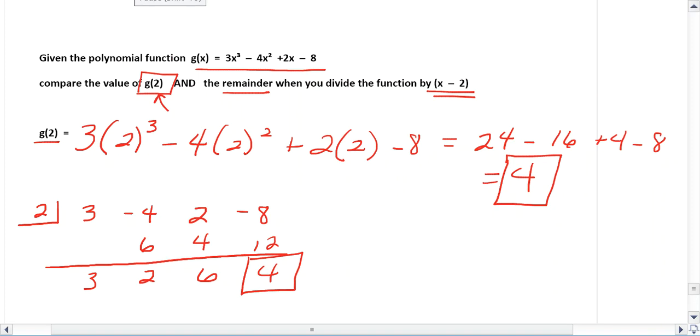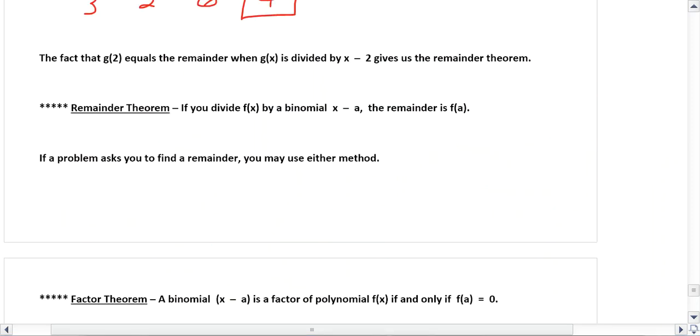And this leads us to our first theorem. The remainder theorem says that if you divide the polynomial by a binomial of x minus a, where a can be just any number, the remainder that you get from your division is the same as if you would have plugged in that number to the polynomial. This is very, very handy. When you are asked in a problem to find the remainder, you can use either method. Some people prefer the synthetic and will go ahead and do the division, and some people will plug it in. We want to be able to use both when they're convenient.